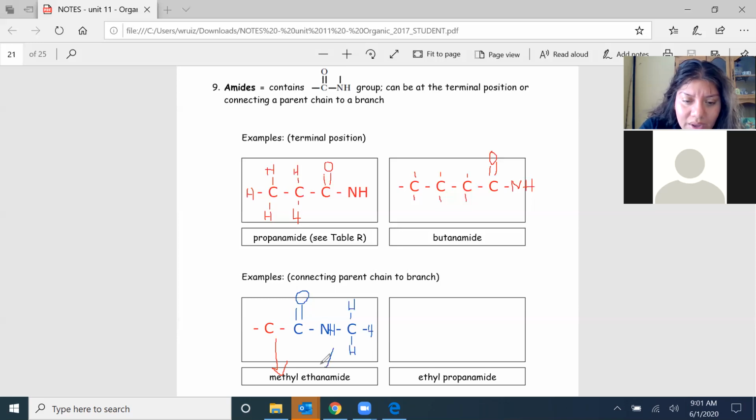And the blue part is what ethanamide means. I know, I think the last two we've gone over are really confusing.